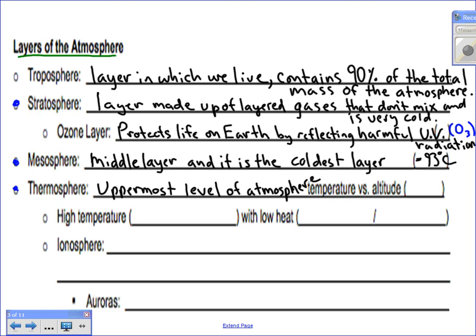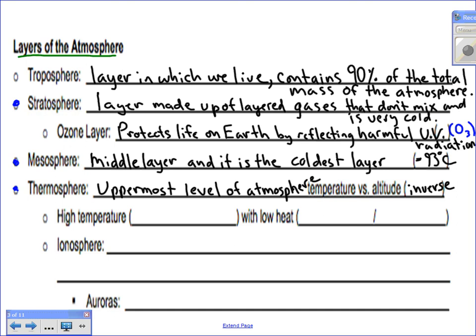Now, the reason why this relates to this is because there are few particles and there are few impacts where heat can be transferred very well. Okay, so that is the thermosphere.